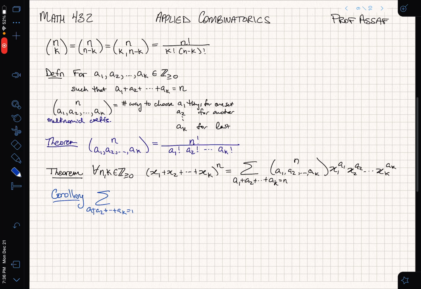So if I just add up those coefficients, if I take the sum over a1 plus a2 plus ... plus ak equal n, and I add up the multinomial coefficients, what do I get? Well, by the multinomial theorem, I've just set all my variables equal to 1. So I just get k to the n. So in the case where k equals 2, that's the binomial case, and I'm getting 2 to the n, but I can get powers of 3 this way.